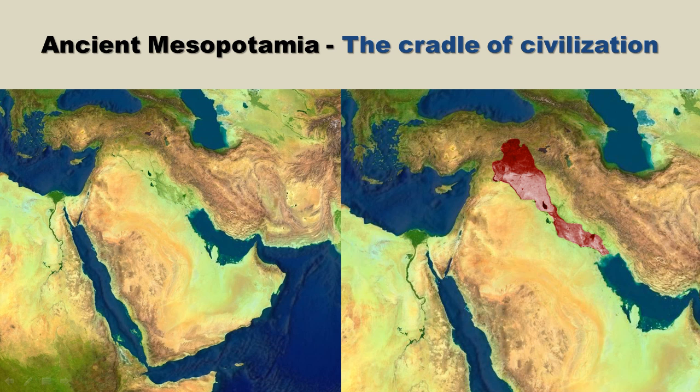You can see this area marked in red, and this constitutes the main portion of Mesopotamia. It constitutes an area roughly in modern-day Iraq, Syria, and a small portion of Kuwait.